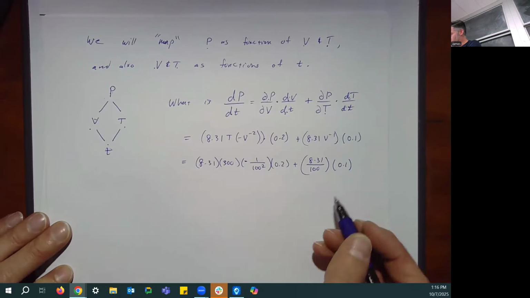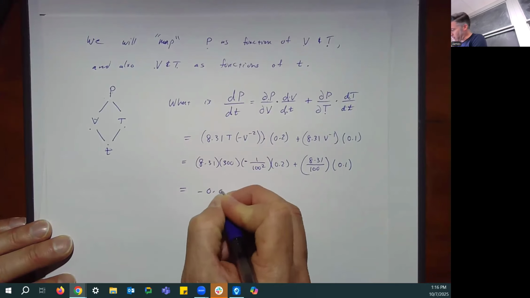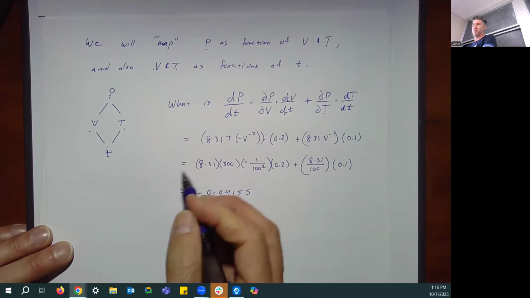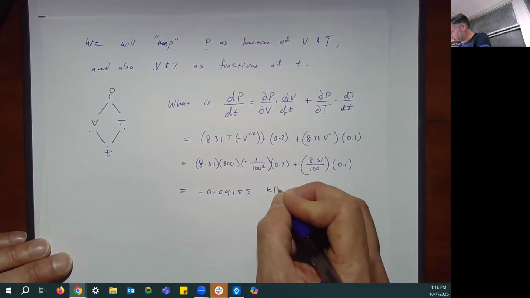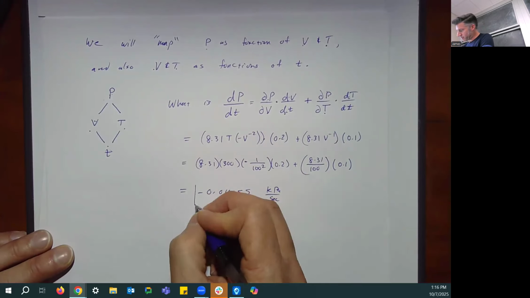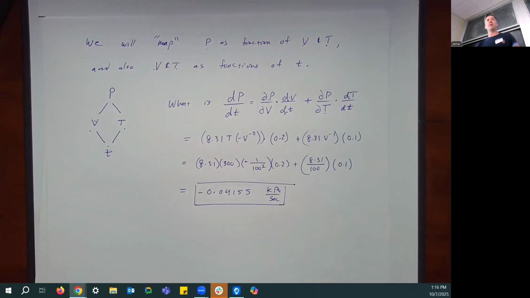So this ends up equaling, what do we get here? We get approximately negative 0.04155. This is definitely not something you should try to write. This is calculator for sure. Kilopascals per second. Or in other words, if temperature and volume are what they were and changing at the rates they're changing at, then the pressure has to be decreasing at 0.04155 kilopascals per second. Or you could alternatively say it is increasing at negative 0.04 or whatever kilopascals per second. Usually we say decreasing, but yeah.